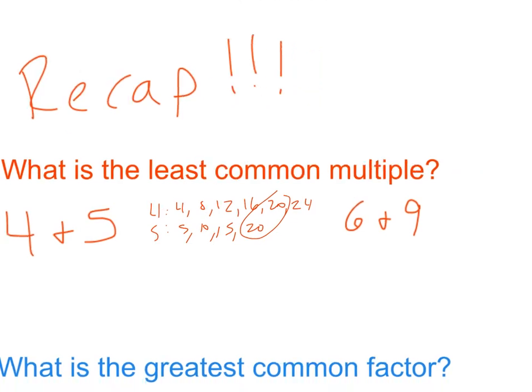And then 6 and 9. What do y'all think about 6 and 9? Well, hopefully this one kind of comes to mind as we do these more. But I'm thinking, well, 6, then 12, and then 18, and then 9. I'm seeing 9 and 18, so 18 is the least common multiple there.